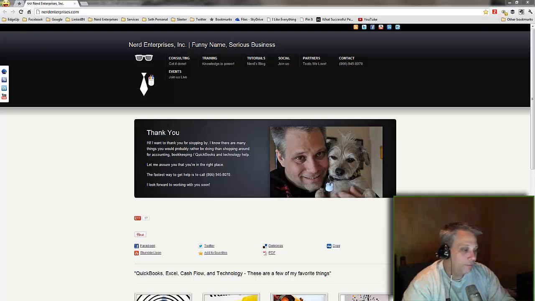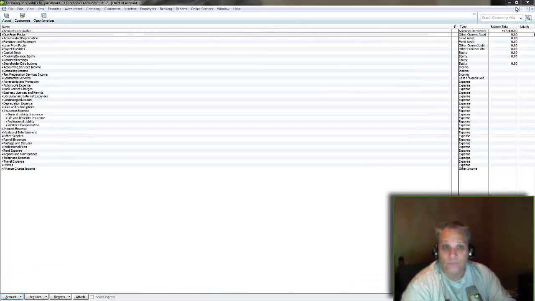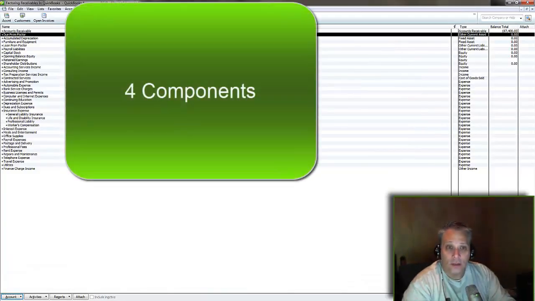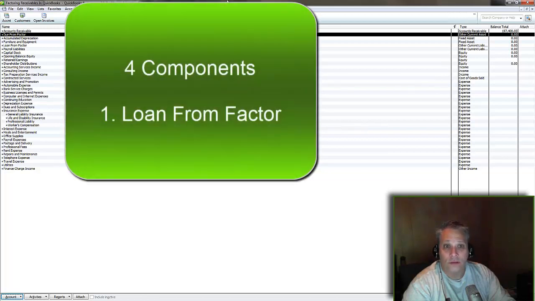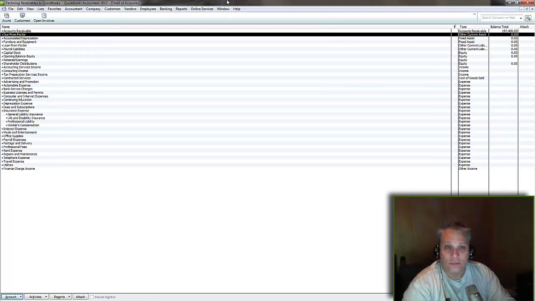There are essentially four components when you're factoring the receivables that you need to be aware of. The first thing is that the initial payment from the factor is nothing more than a loan from them to you. And in terms of the accounting, that's all it is. You're not going to post any payments on any invoices. You're just going to receive the money, and you are going to record a loan, and they're going to take fees out. So you're going to record the fees.